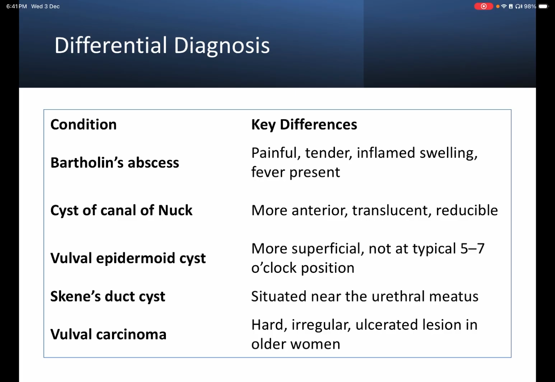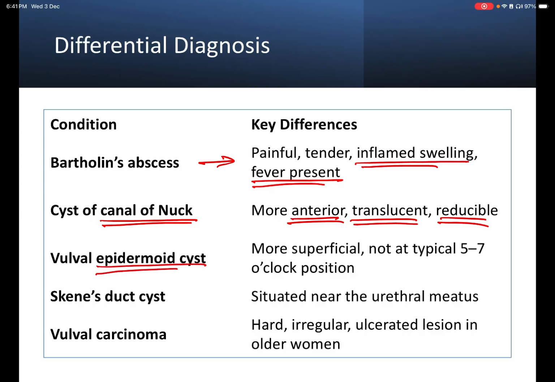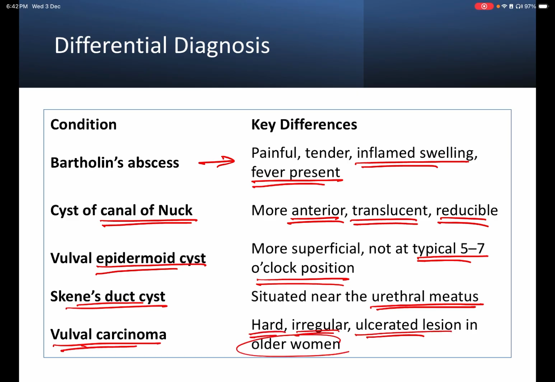So coming to the differential diagnosis, Bartholin's abscess, painful, tender and inflamed swelling along with fever. Cyst of canal of Nuck, it will be more anterior, translucent and reducible. Vulval epidermoid cyst, there will be more superficial, not typical 5 to 7 o'clock position. Skene's duct cyst, it will be situated near urethral meatus rather than vaginal introitus. And vulval carcinoma, this will be very hard, irregular, ulcerated lesion in the older women.